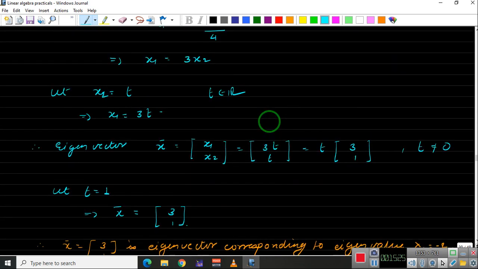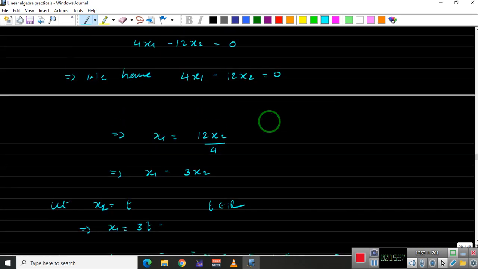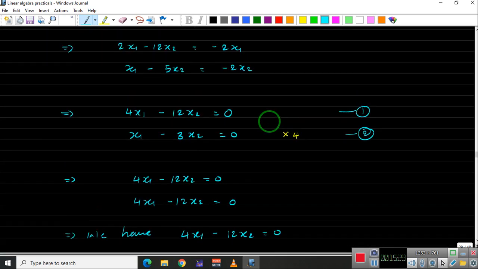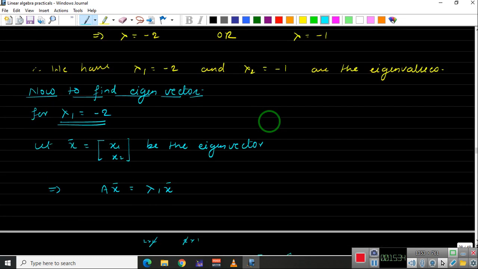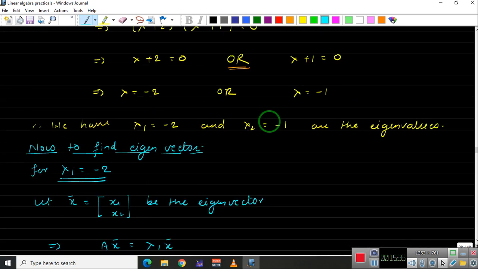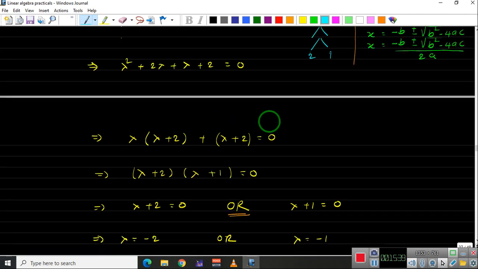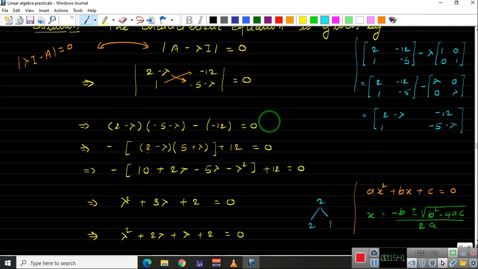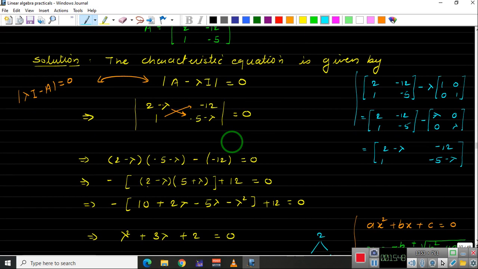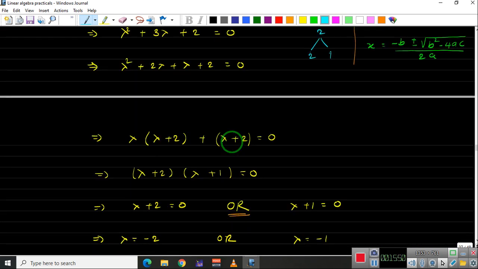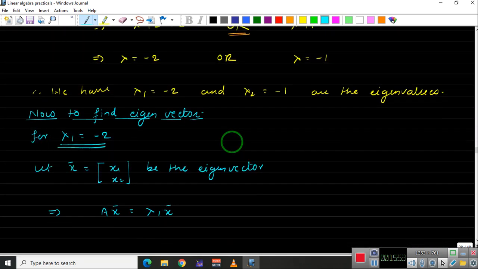Another result says that if a square matrix A has distinct eigenvalues, then the corresponding eigenvectors are linearly independent. And if the corresponding eigenvectors are linearly independent, then the matrix is diagonalizable. Let us take this matrix itself: 2, minus 12, 1 and minus 5. Its eigenvalues we already found. We got them as minus 2 and minus 1, which are distinct and, of course, real eigenvalues.